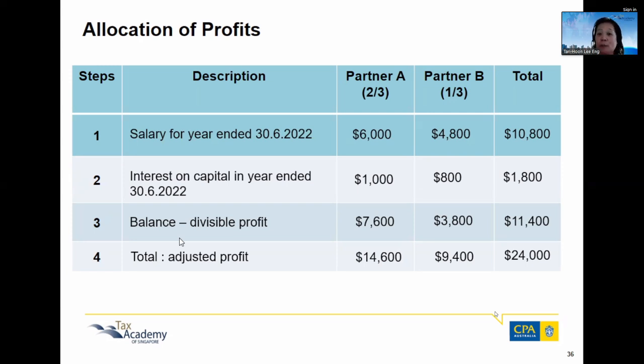Whatever remaining, it could be a loss if the business is not performing well. So for the divisible loss or the divisible profit, we look at the sharing basis, two-third or one-third. That's why you call it divisible. It's something that can be divided among the partners. Okay, can I move on to the next slide?